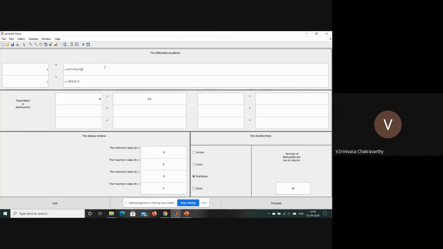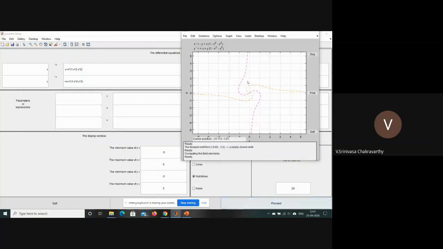Yeah, correct. So similarly, y dot is equal to plus x plus y times again (1 minus x square minus y square). That's it. No parameters. So no matter where you start from, it always goes to that circle.